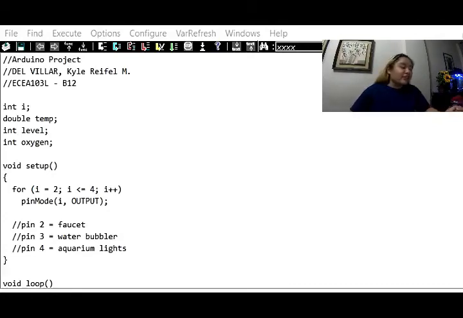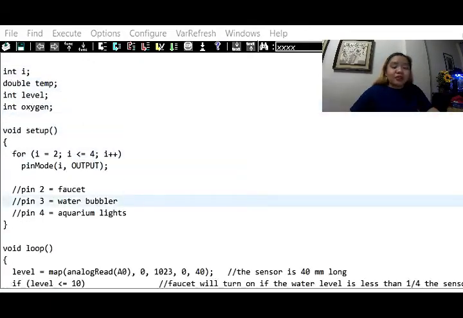So here we have the simulation for our project. We used an Uno Ardusim to simulate this in Arduino. Here you can see that I have generated 3 different outputs, specifically pins 2, 3, and 4. Pin 2 is the faucet, pin 3 is the water bubbler, and pin 4 will be the aquarium lights.